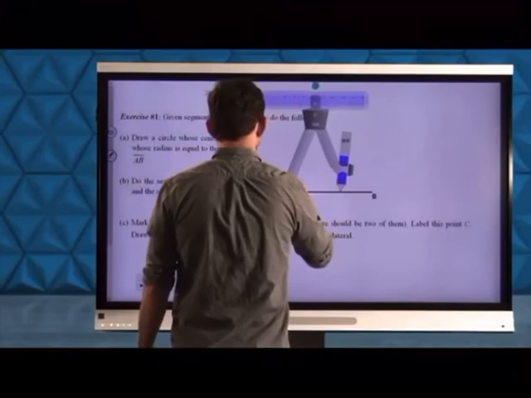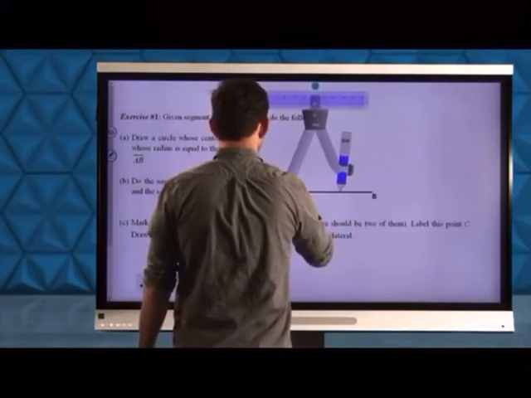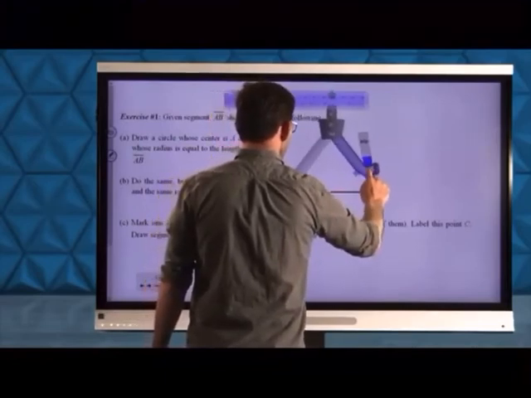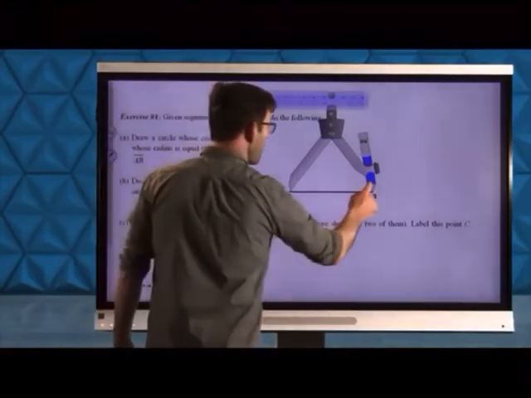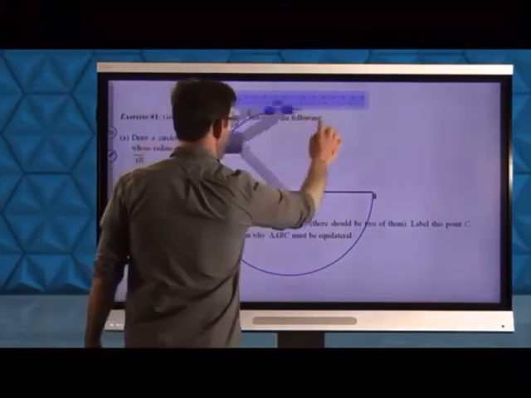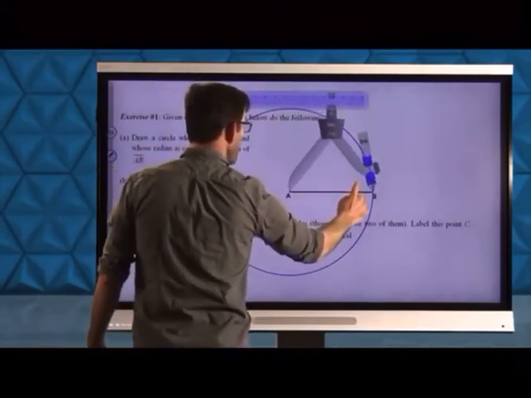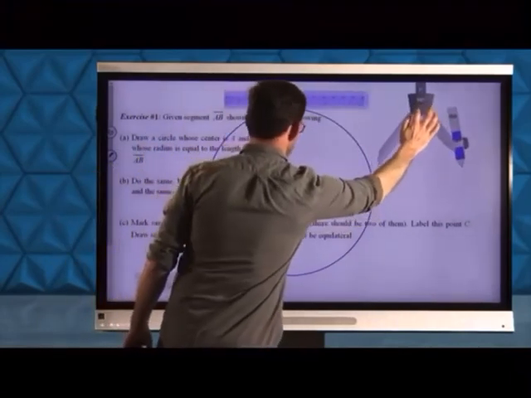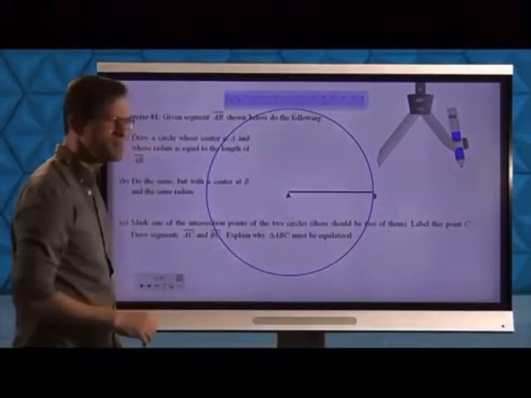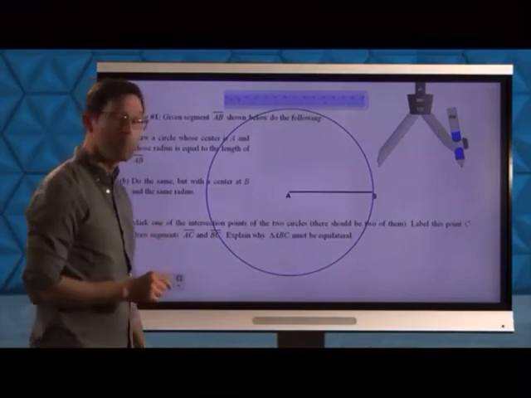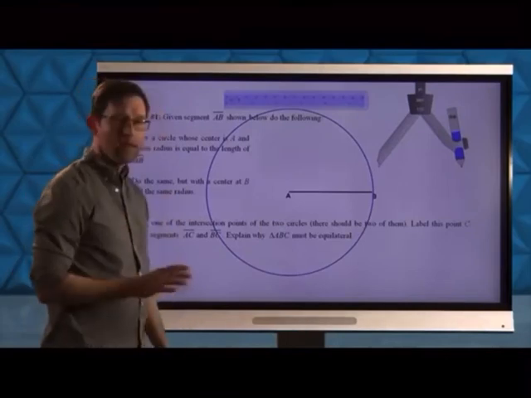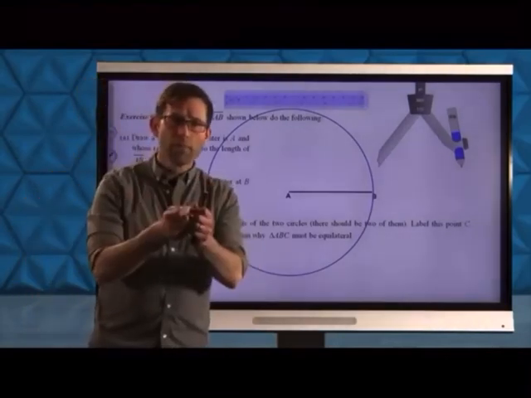So specifically, I want to put the center of the circle at point A as much as I can. I want to make the radius of the circle equal to the length of AB, and then I will draw my circle. Okay, not perfect, but simple enough. Do the same, but with the center at B and the same radius.